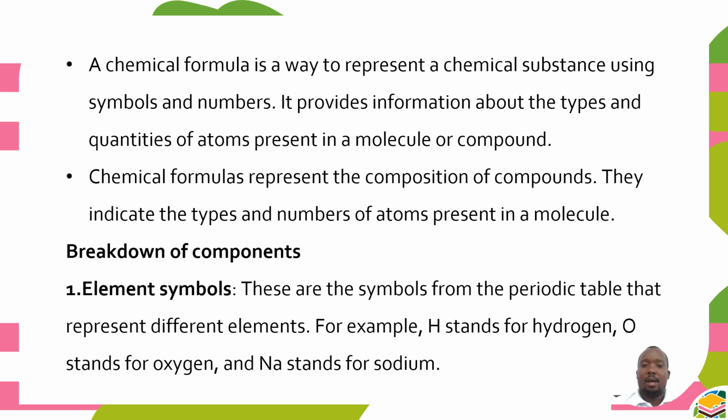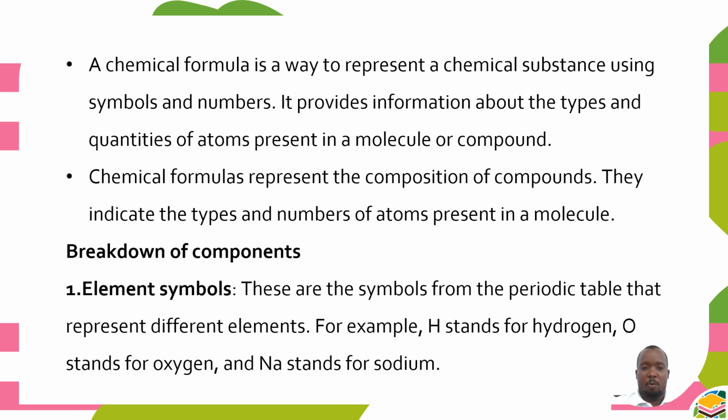Now, in a chemical reaction, remember we said a chemical reaction is represented by a chemical equation. A chemical equation has reactants and products. Now, in a chemical equation, we normally use chemical formulas for substances. So a chemical formula is just a way to represent a chemical substance using symbols and numbers. It provides information about the types and quantities of atoms present in a molecule or compound. So chemical formulas represent the composition of compounds. They indicate the types and numbers of atoms present in a molecule.